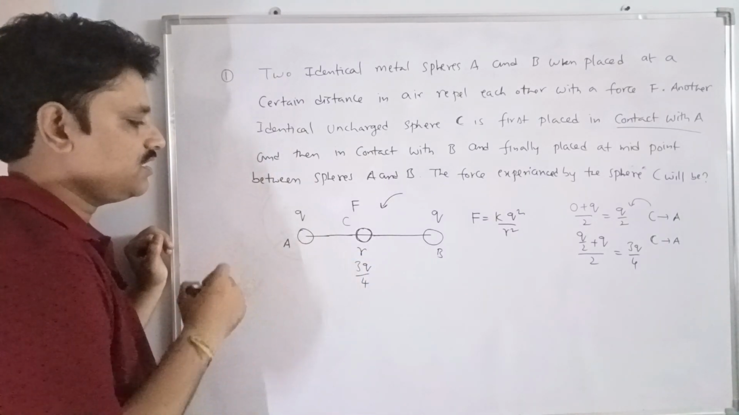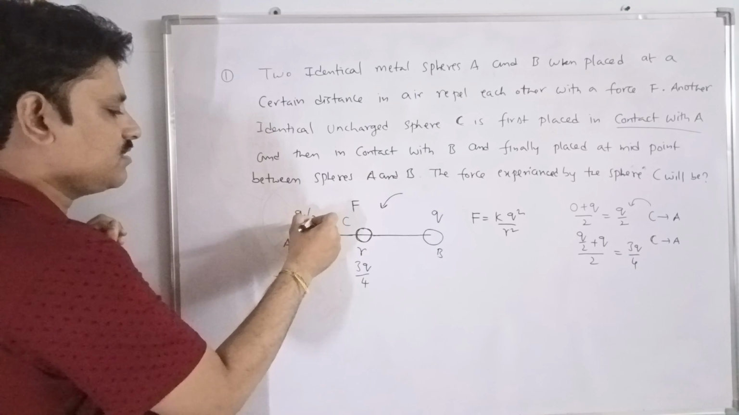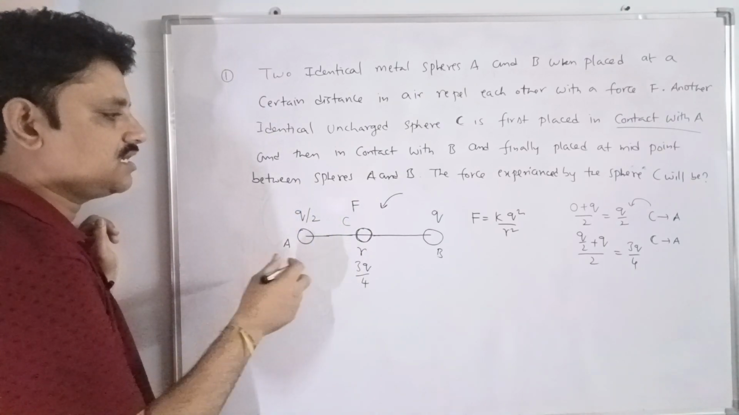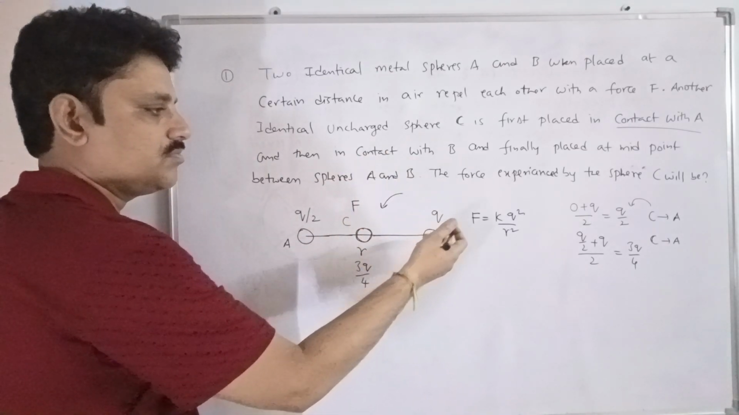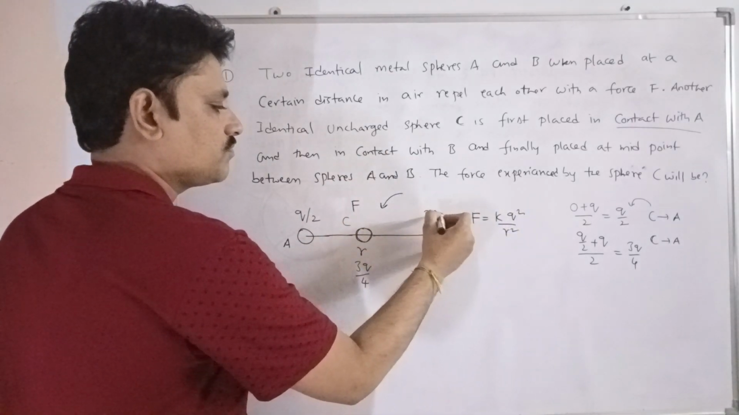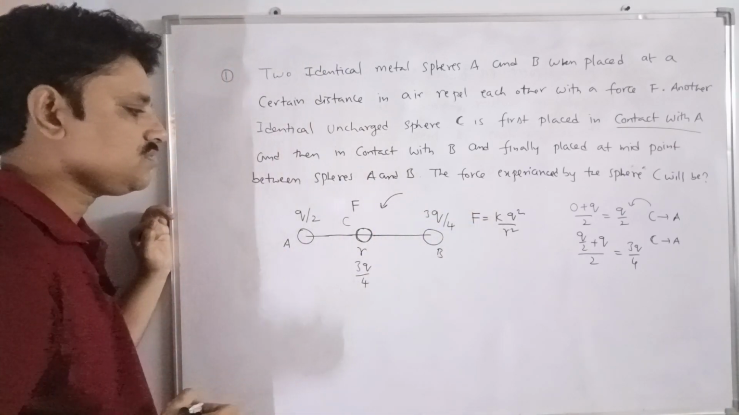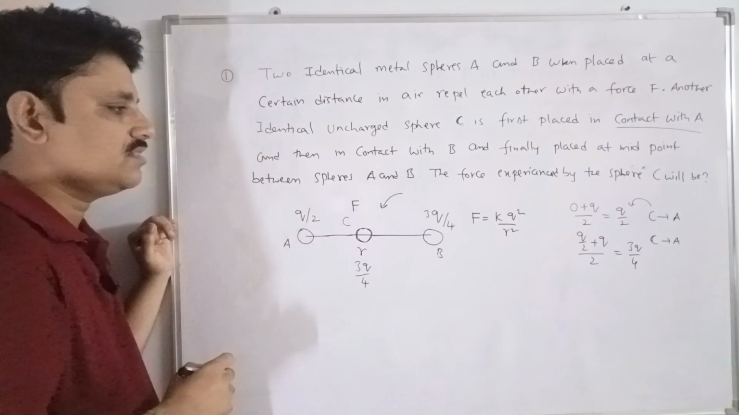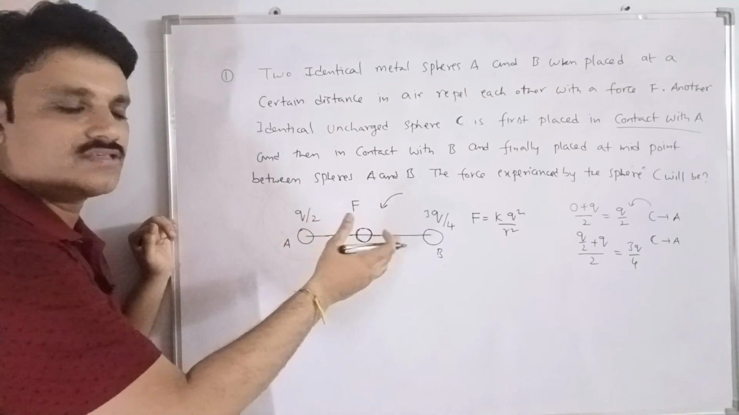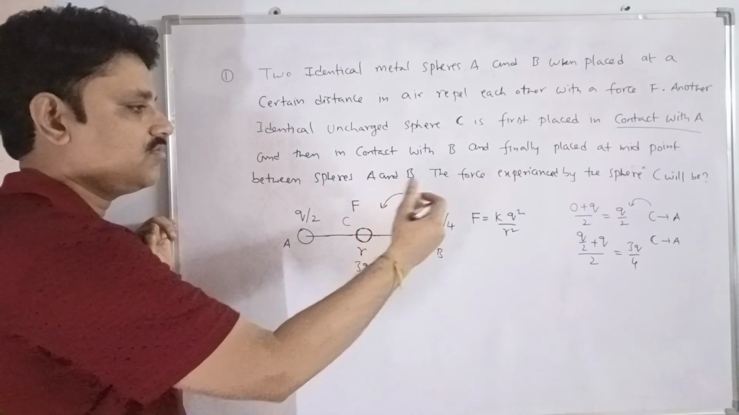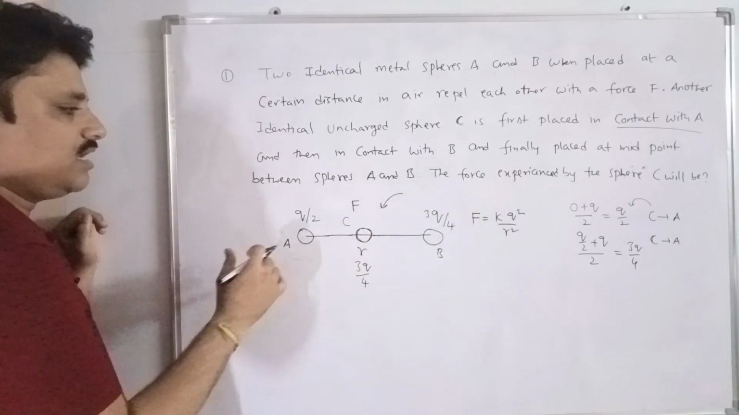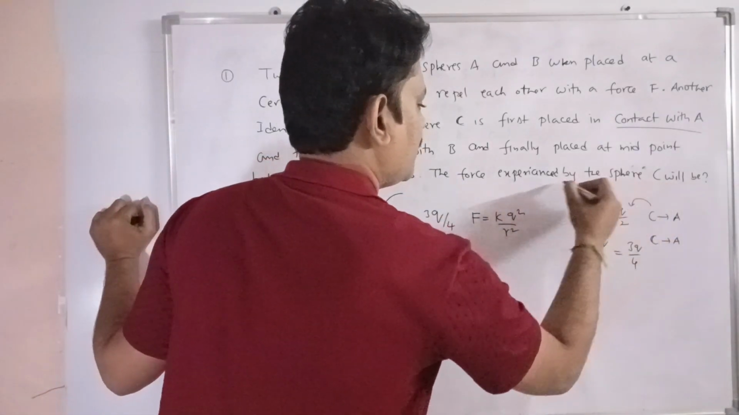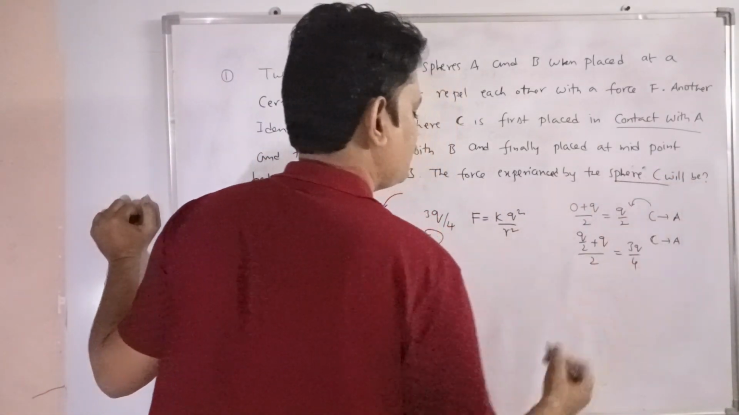Okay students, here you see the charge on A is Q by 2 because it was in contact with C initially. The charge on B is also 3Q by 4, because equal charge is shared between C and B while making contact with B. And finally, we are going to calculate the force experienced by the sphere C.